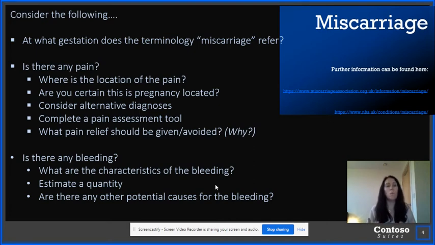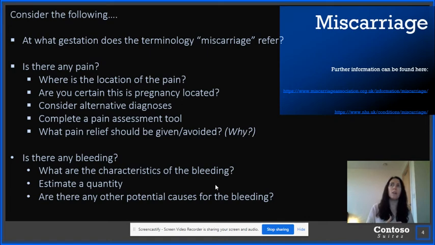So, where exactly is the pain? And is it definitely located to a pregnancy? Is it definitely pregnancy related? You know, there might be a pain in there, the patient might be pregnant, but there might be something else going on. For example, like a cholecystitis.